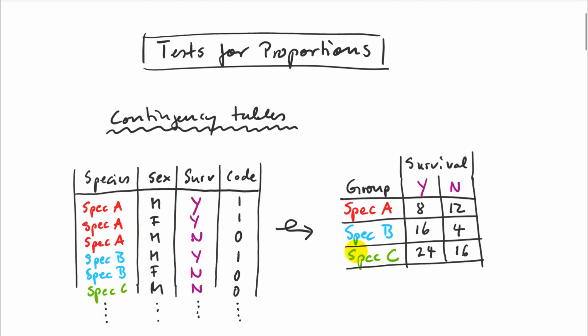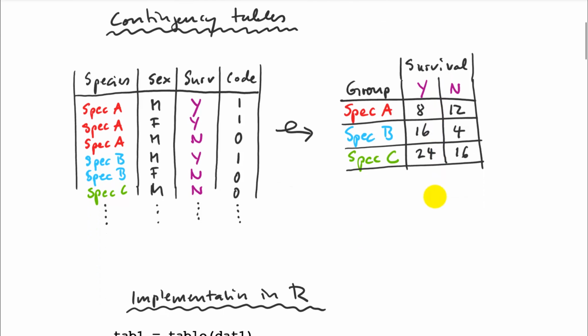What you want to convert this to are these types of tables. This is called a contingency table that basically just does a count of all your y's and all your n's in this particular case. So for species A, if this is a longer table, I might have 8 that survived and 12 that died. For species B, 16 that survived and 4 that died, and so on. And you can obviously do this for different variables, so each would get a separate contingency table.